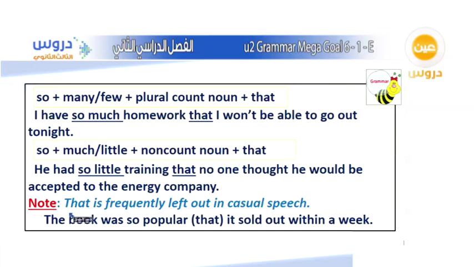Note that that is frequently left out in casual speech. The book was so popular, it sold out within a week. So in casual speech, we may leave out the word that. We can drop it, omit it. We can say the book was so popular, it sold out within a week. Or we can say the book was so popular that it sold out within a week.